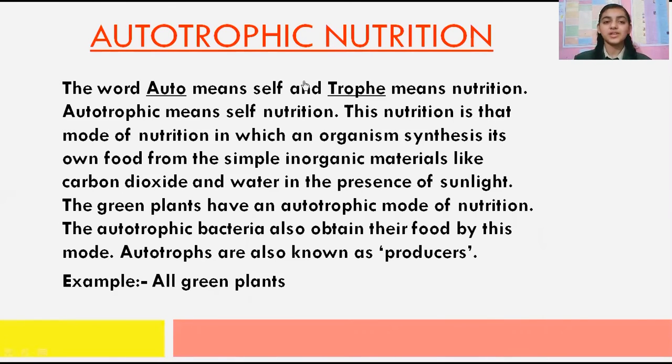Autotrophic nutrition. The word auto means self and troph means nutrition. Thus, autotrophic means self-nutrition. This is that mode of nutrition in which an organism synthesizes its own food from simple inorganic materials like carbon dioxide and water in the presence of sunlight. Green plants have an autotrophic mode of nutrition. Autotrophic bacteria also obtain their food by this mode. Autotrophs are also known as producers. Example, all green plants.